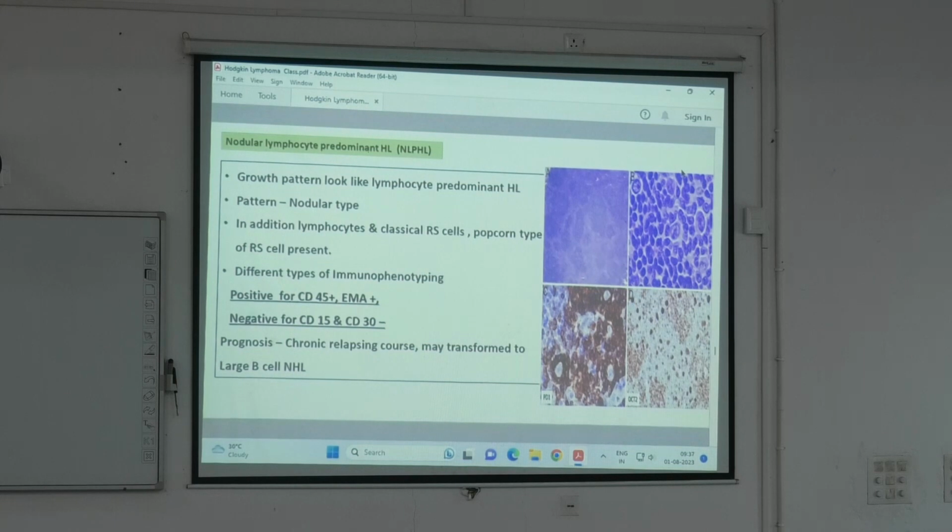Next, the second group, other than classical, is the nodular lymphocyte predominant. The only difference is the nodular pattern, and the molecular difference is that it is CD45 positive. The classical one is CD45 negative, here it is CD45 positive. So many things are there, nodular pattern and lymphocyte predominance, but only the molecular difference is different, that's why it is classified in a second group. This is 2% of cases, the prognosis is chronic, and it may transform to large B cell lymphoma. So it is separated into a second group.